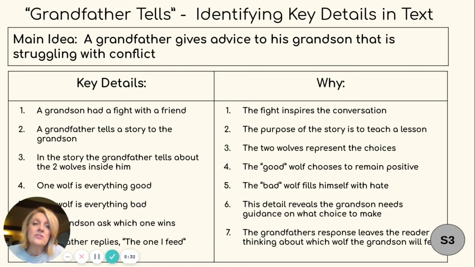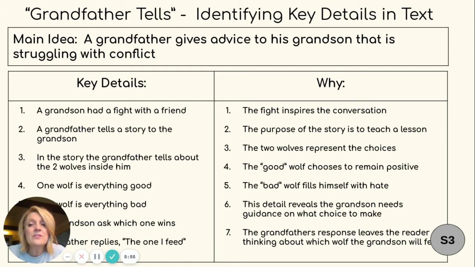So another detail in the story, the grandfather tells about these two wolves that are inside of him, and these two wolves represent choices. One wolf is everything good, and the good wolf chooses to remain positive, and the other wolf is everything bad, and the bad wolf fills himself with hate. And so then the grandson asks, well, which one of these wins?